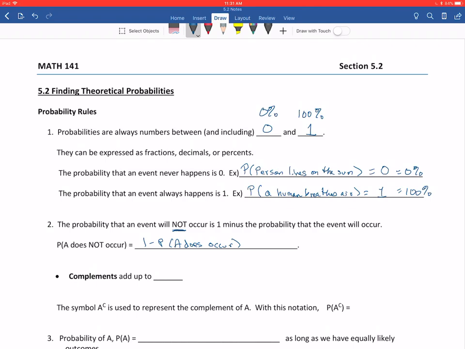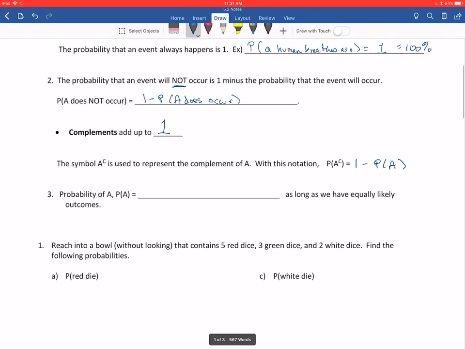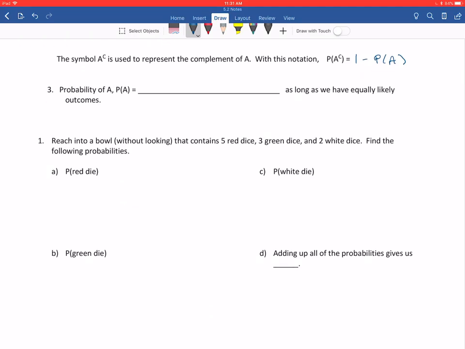And then we have a definition that this leads us to, something called complements. Complements are events whose probabilities add up to 1. The symbol A superscript C is used to represent the complement of A. And so with this notation, what I could say is that the probability of A complement is 1 minus the probability of A. So if they have to add up to 1, if I were to take 1 minus one of them, then what I should be left with is the probability of the other one. Okay, those are our first 2 rules.